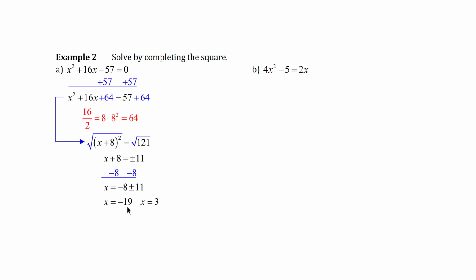So we get x is equal to -19, and we have x equals +3. For our final answer, we write it in set notation. So I have a curly bracket, -19, 3, close curly bracket.